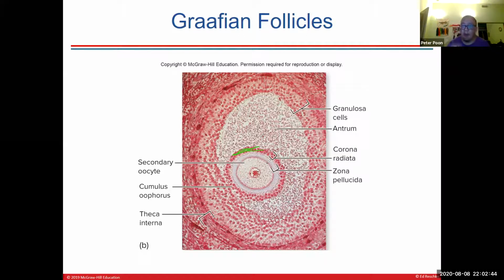So sperm has to get through that layer, and then it has to go through the next layer, which is this clear layer called the zona pellucida. Literally clear, like pellucida is clear, zona is zone, obviously, and then you can enter the oocyte.